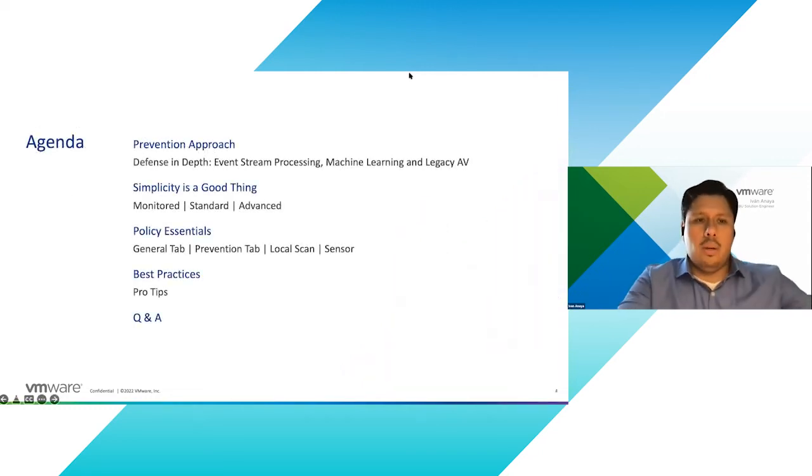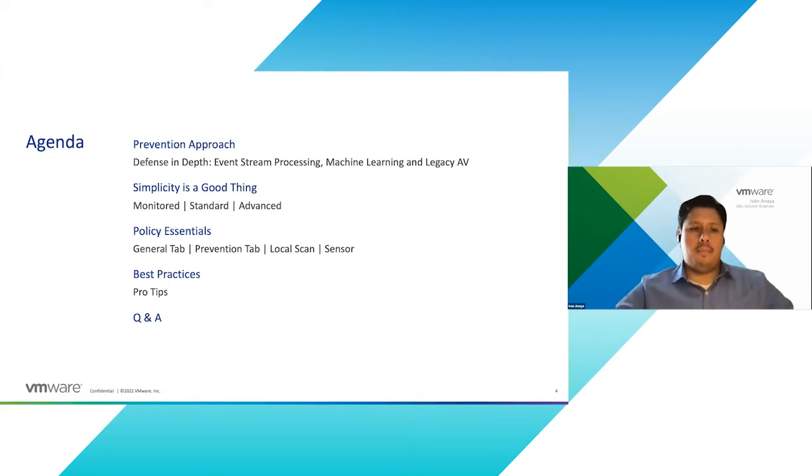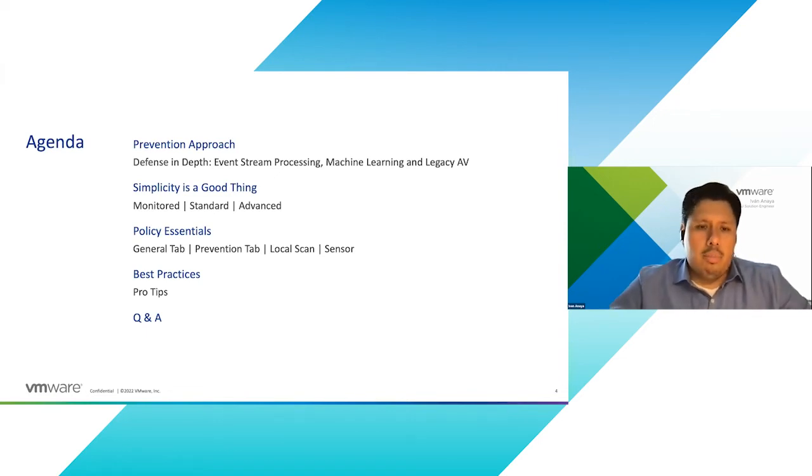Now let's talk about our agenda. We'll first talk about what is Carbon Black's prevention approach. Then we'll move to policy fundamentals. We'll talk about the monitor, standard and advanced policies. Then some policy essentials: what are the different elements of a policy. And then we'll move to the best practices and pro tips.